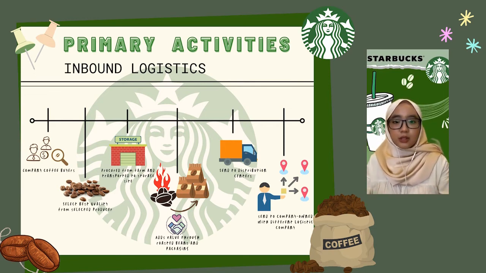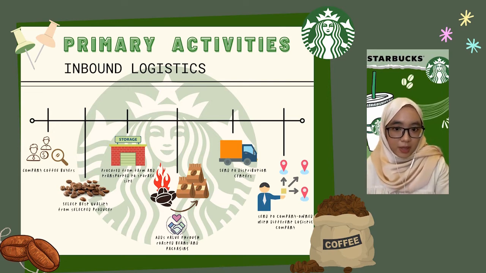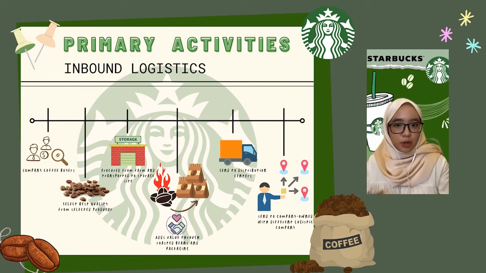For Starbucks inbound logistics, they have appointed their own coffee buyers, and these people are responsible for selecting only the finest coffee beans from selected producers in Latin America, Asia, and also Africa. The unroasted beans are then procured directly by these people and transported to their storage site. From there, the beans are roasted and also packaged. This is where the value is added, and these two activities help to increase their selling value.